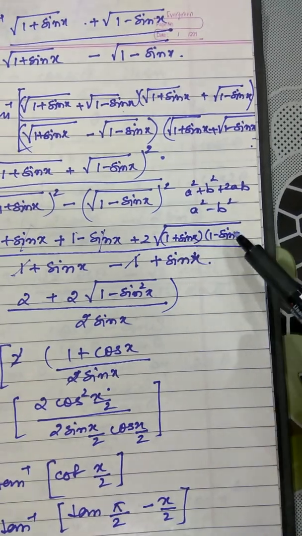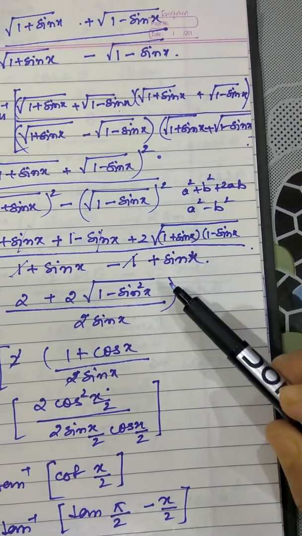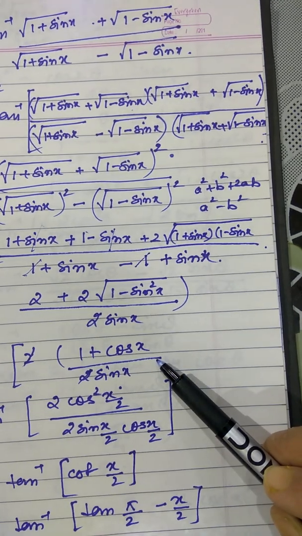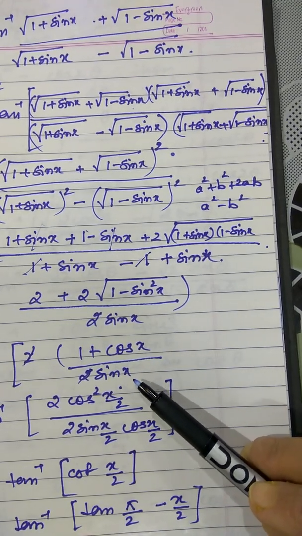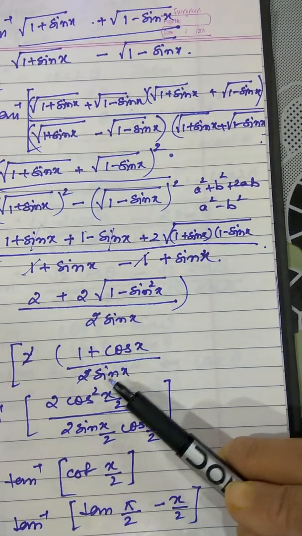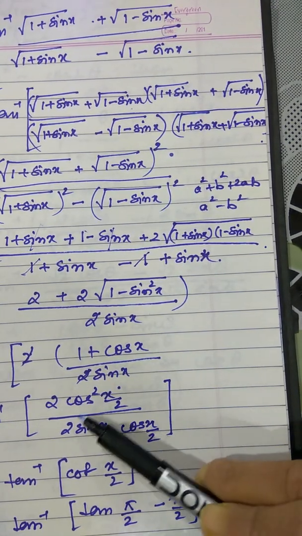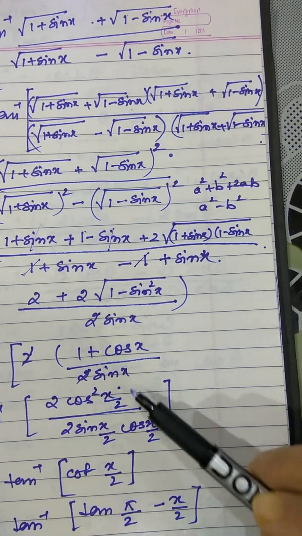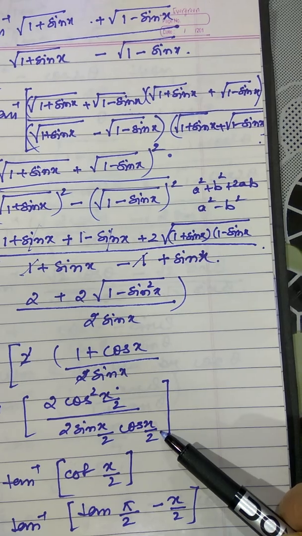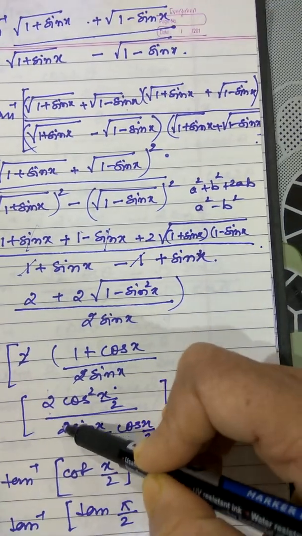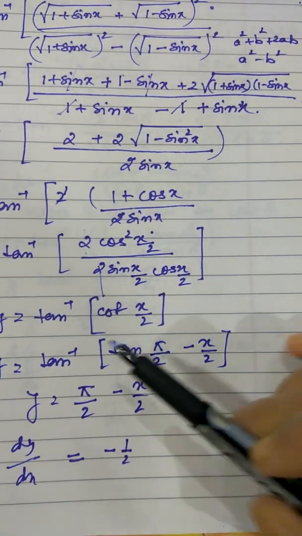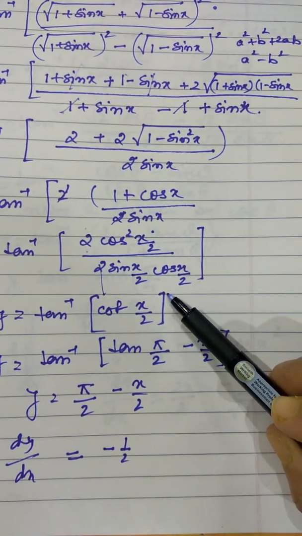2 into 1 minus sine square x is cos square x, and the root is removed. So this becomes cos x upon 2 sine x. This 2 and this 2 are cancelled. 1 plus cos x is 2 cos square x by 2 and sin x is 2 sin x by 2 cos x by 2. So we are getting cot x by 2.